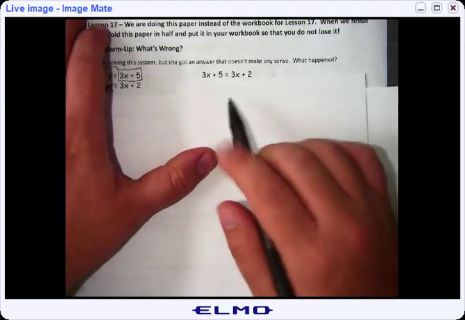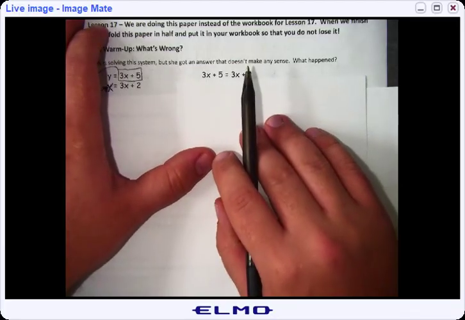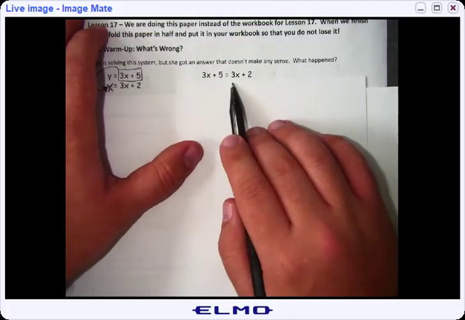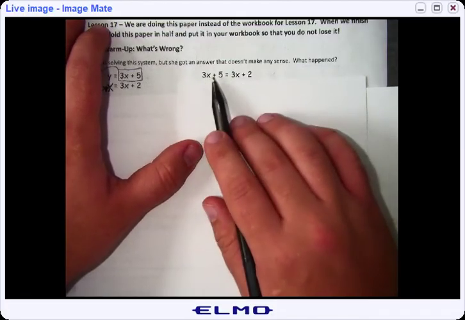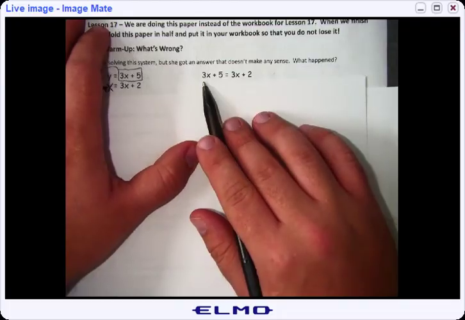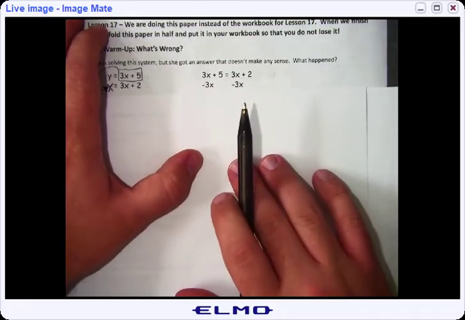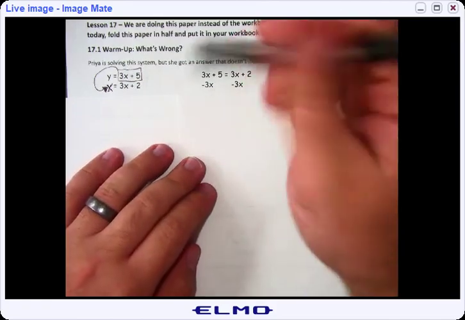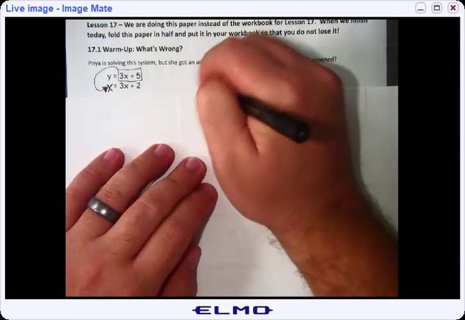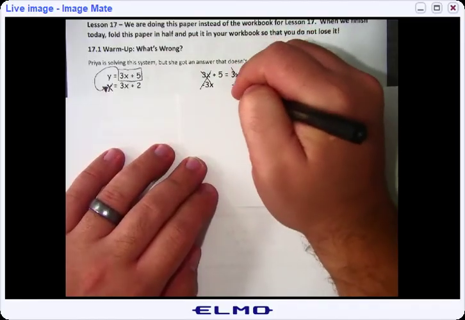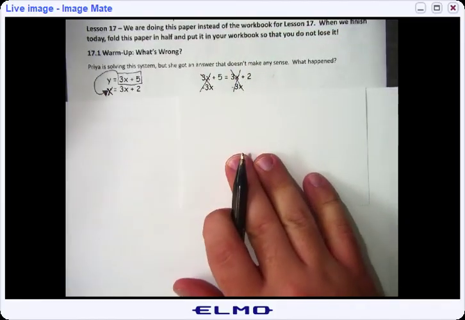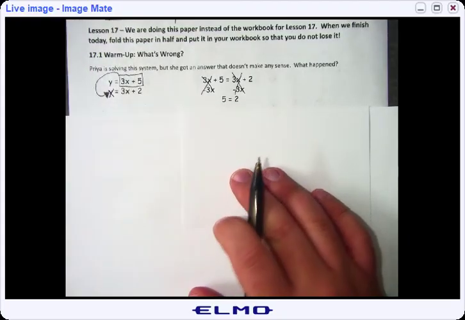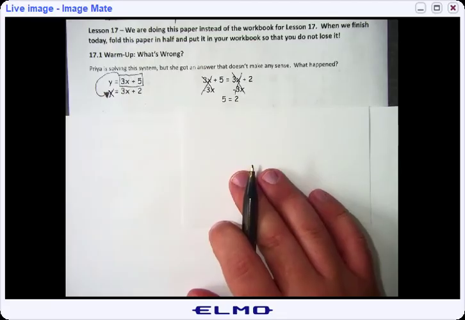If we take a look at this, the first step is we would try to cancel the smaller variable. Well, these are both the same variable, so we could choose either one of them. And in order to cancel it out, we would subtract 3x from both sides. When we subtract 3x from both sides, these two things would cancel each other out. So the only thing that would be left is 5 equals 2. But 5 doesn't equal 2. So what happened?